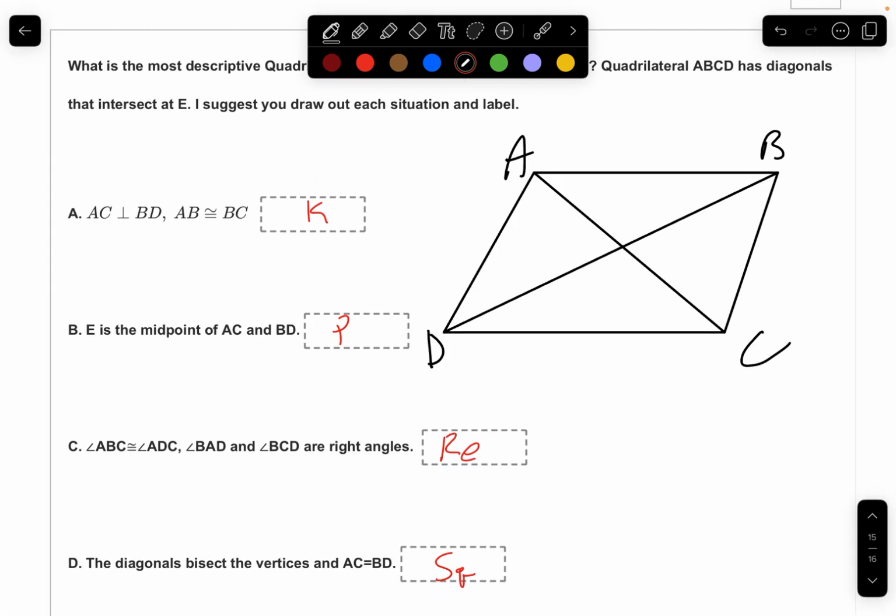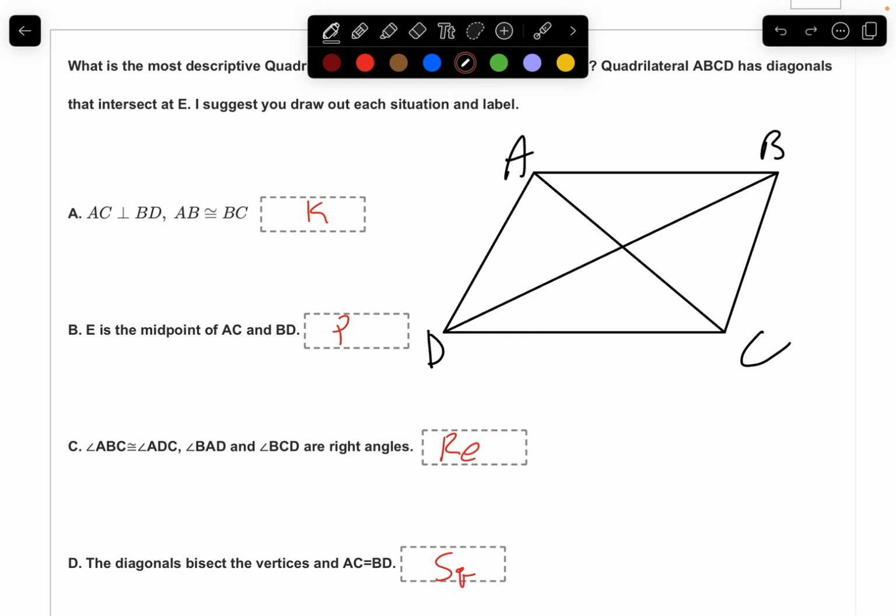If AC is perpendicular to BD, so if these are perpendicular, that would make it a kite. And AB is equal to BC. That's just a property of a kite, because a kite folds in half one direction. So that's just going to be a kite. Got it. If E is the midpoint of AC and BD, well, that means it cuts the diagonals in half. That's going to be a parallelogram. That's just a property of a parallelogram.